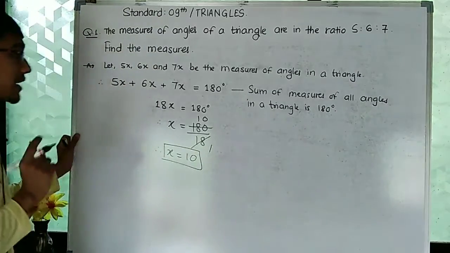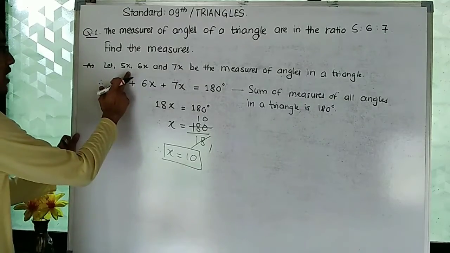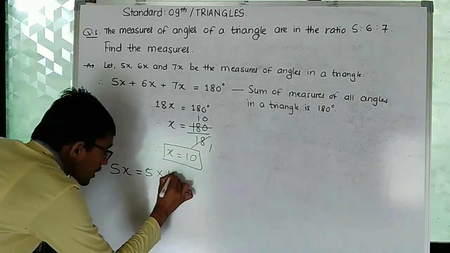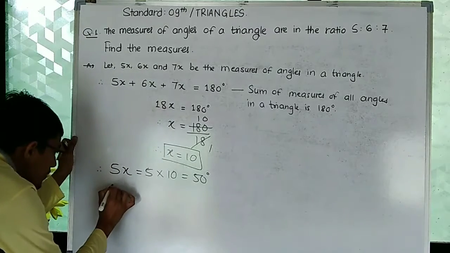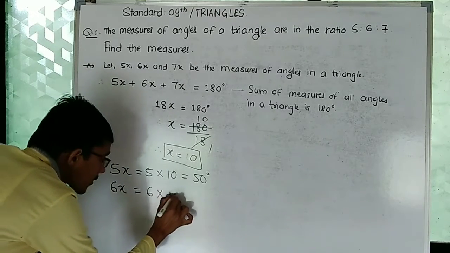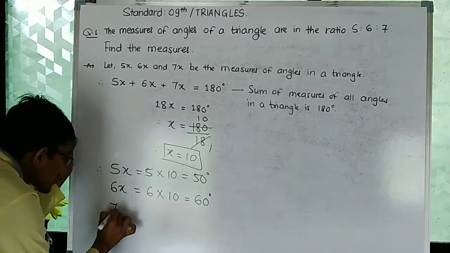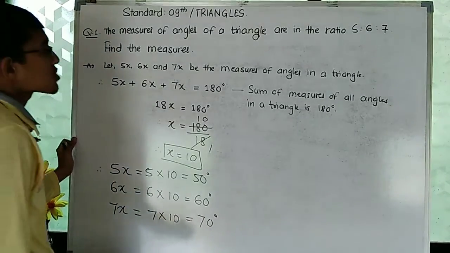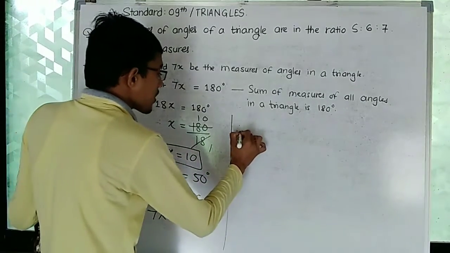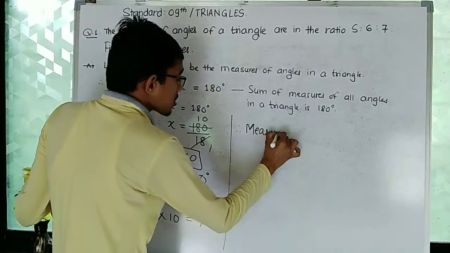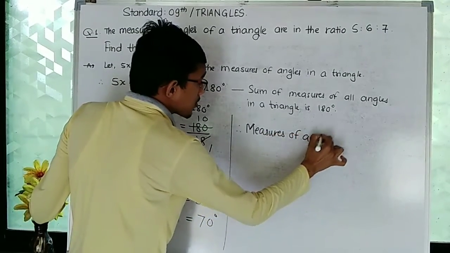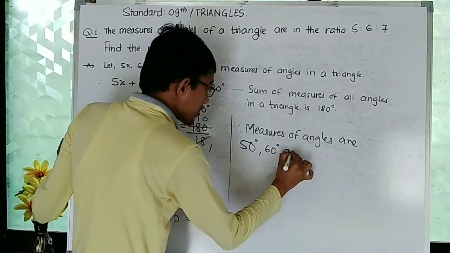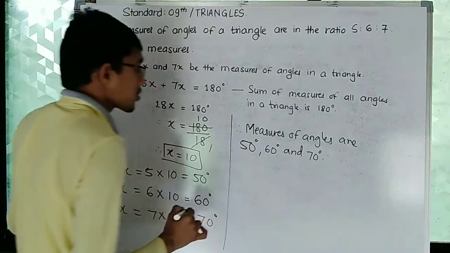Now we have got the value of x. If we substitute the value of x for 5x, 6x and 7x, we will get, therefore 5x equal to 5 into 10, that is 50 degrees. 6x equal to 6 into 10, that is 60 degrees. 7x equal to 7 into 10, that is 70 degrees. Therefore the measures of angles are 50 degrees, 60 degrees and 70 degrees. Okay, this is the required answer.